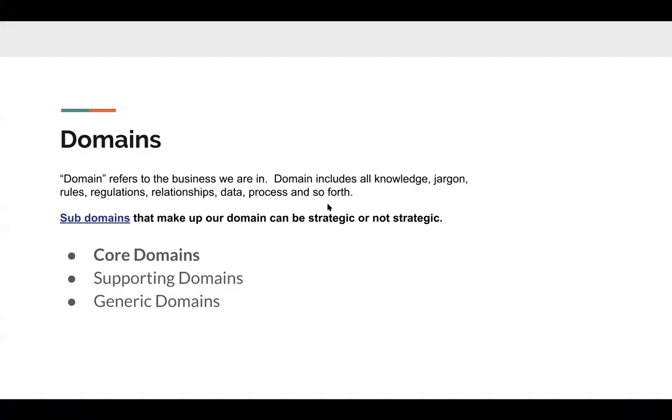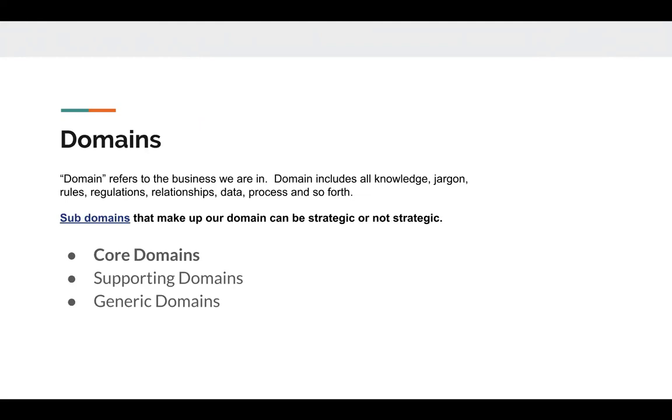So at a high level, I want to talk about real quick, what is a domain? Mike Shank wrote a really good article called What is a Bounded Context? It's in our Confluence space for the team. If you haven't read that yet, I really want you to read it. And I suggest our PMs read it too, and QA as well, Tyler. But it kind of goes high level, what is a bounded context? And it kind of talks about a few principles that you need to know about. So a domain. A domain refers to the business we're in. It includes knowledge, jargon, rules, regulations, relationships, data, and process, and so forth. That is a direct quote from Mike Shank.